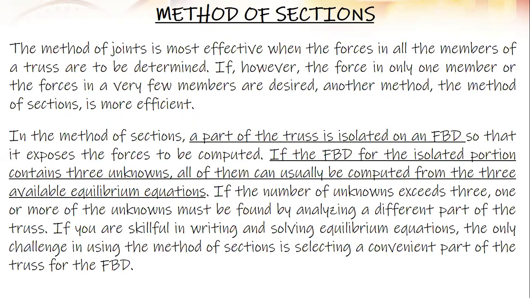In the method of sections, a part of the truss is isolated on a free body diagram so that it exposes the forces to be computed. And if the free body diagram for the isolated portion contains three unknowns, all of them can usually be computed from the three available equilibrium equations. But if the number of unknowns exceeds three, one or more of the unknowns must be found by analyzing a different part of the truss.